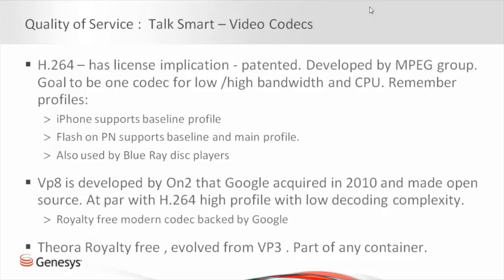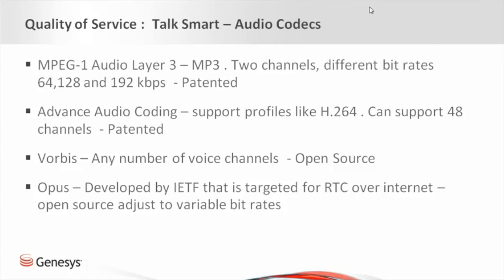So Google is trying to make sure that VP8 is the codec of choice, and Microsoft and others are saying, hey, you're saying it because you own it. It's H.264 that we want to stand behind.